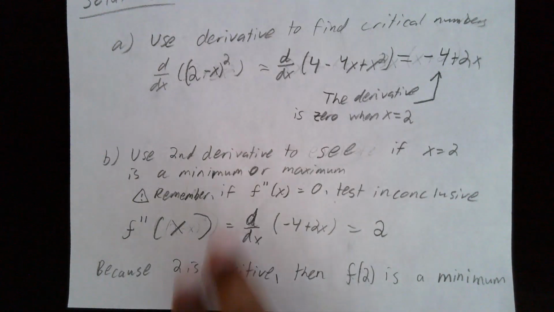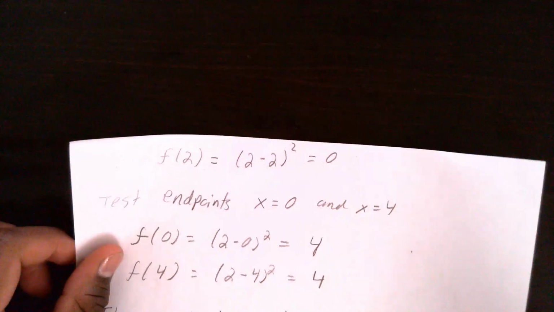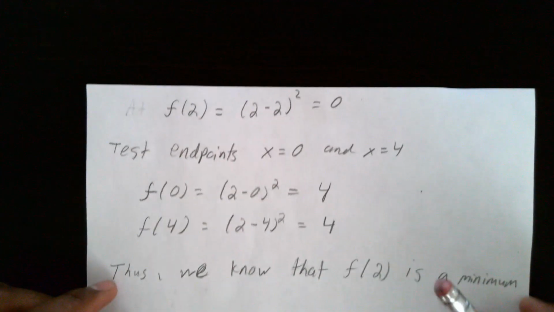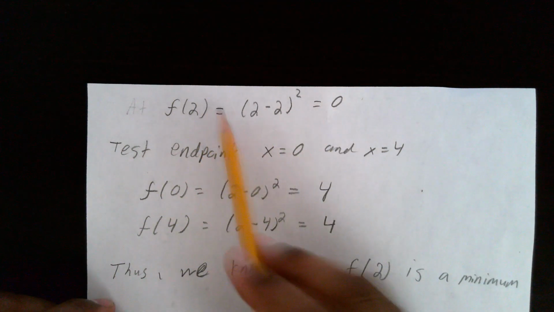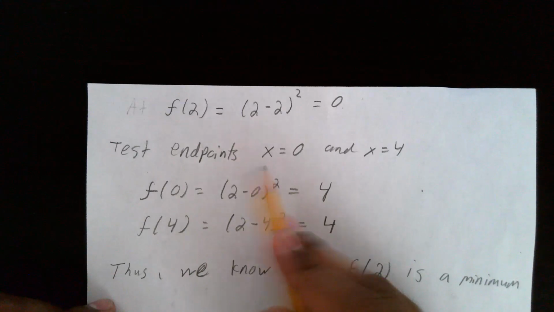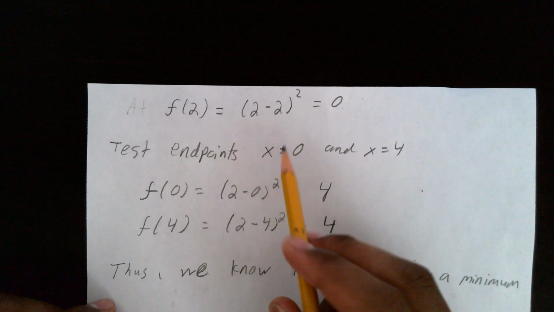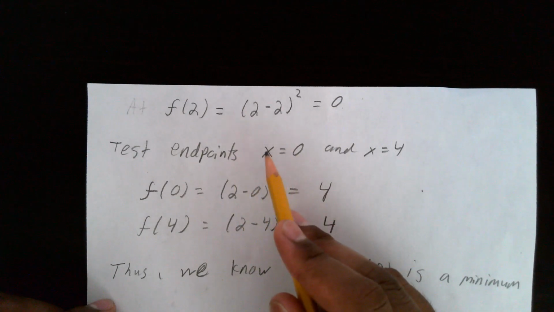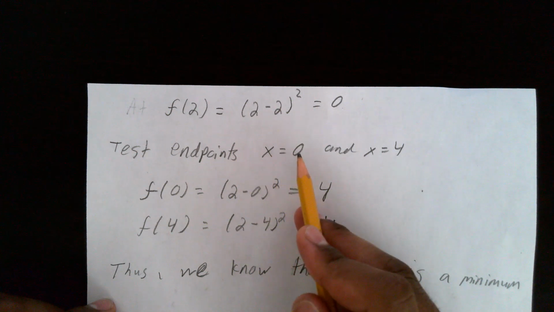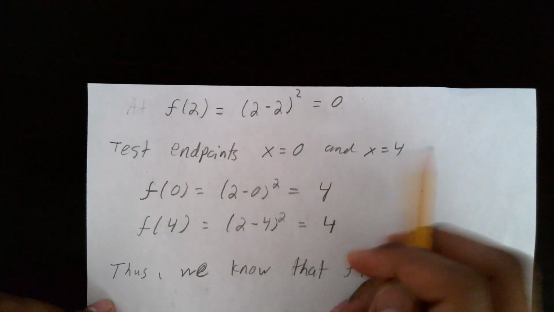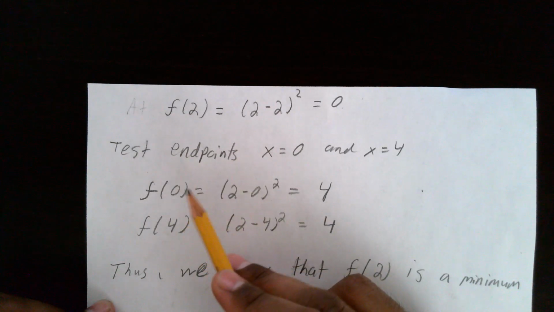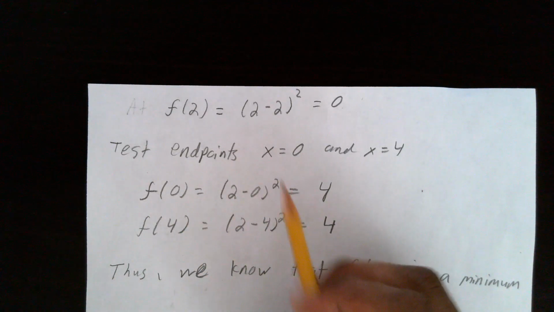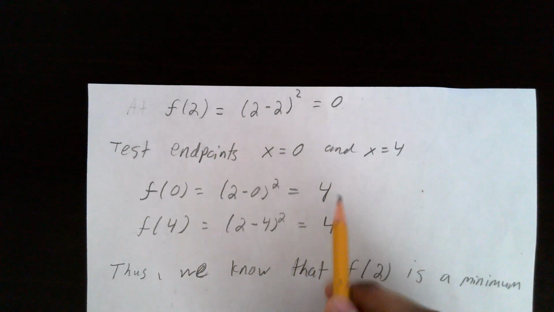However, we're not done yet. We also need to check the endpoints. First of all, we'll test out our critical number 2, and we get a y value of 0. Then we're going to test the endpoints of the interval. We test x equals 0, and we also try x equals 4. When we sub 0 into the original function, and when you sub 4 into the original function, they're both 4.